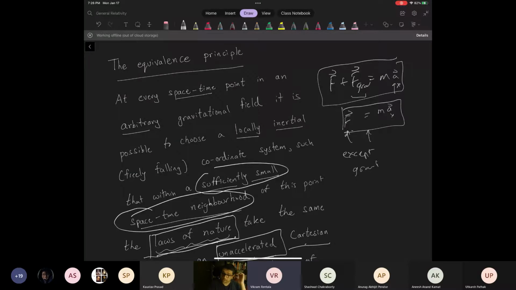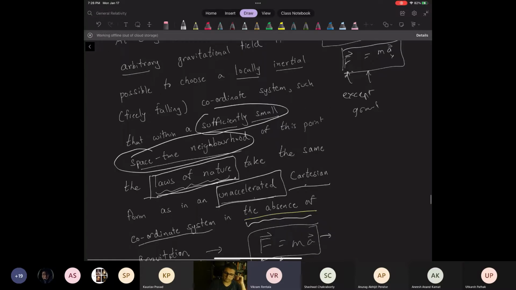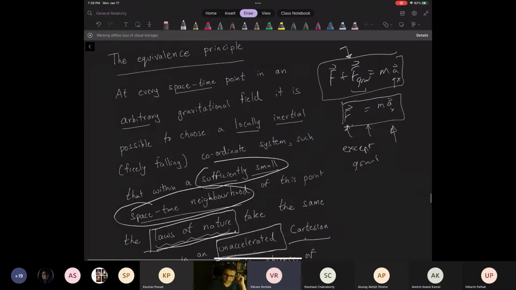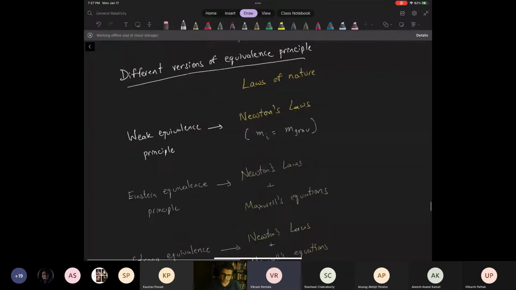So that's the statement of equivalence between a gravitational field and an inertial frame. If you switch to the appropriate coordinate system, which is freely falling in the uniform gravitational field, the laws will take exactly the same form as that of an inertial observer. So in other words, if you just change your coordinate system, there's no way of telling the difference between freely falling in a gravitational field and being an inertial observer. So that is the statement of the equivalence principle.